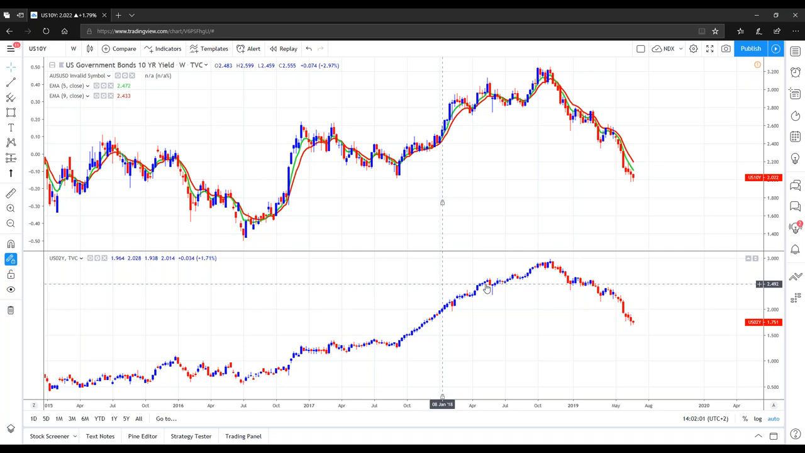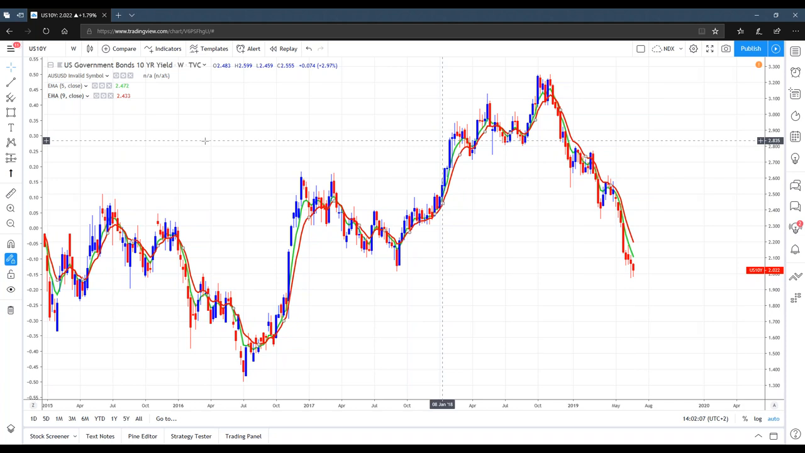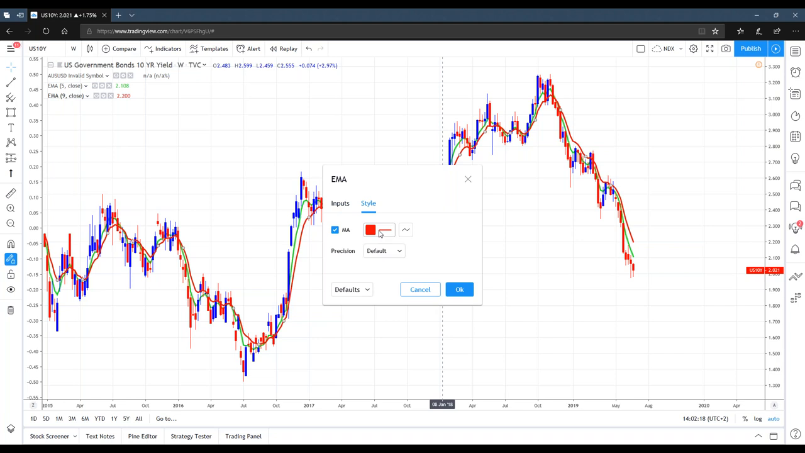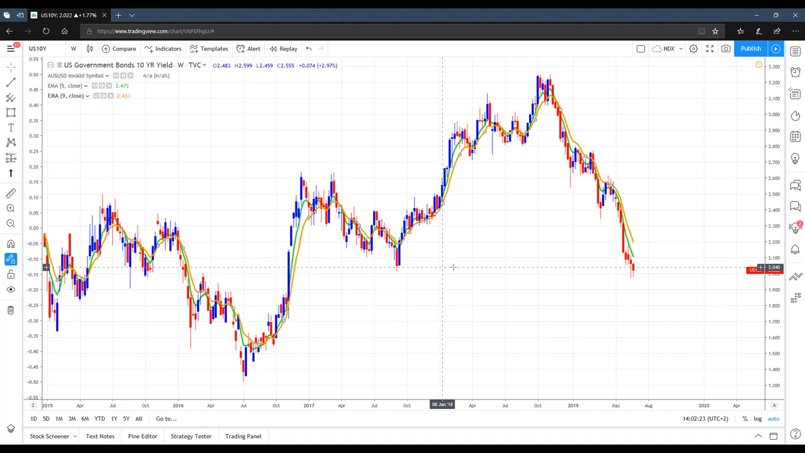We'll be doing our work off of the 10-year. And what we have here is, let me just change this to orange, I beg your pardon, not red. Okay, so what we've got here is our 10-year bond yield. And of course, we've got a trend following system here using two EMAs. We can also use the Bollinger Bands, but what we just need to see is which way the yield is moving. Is it moving up or is it moving down? So here you can see the yield is moving down.